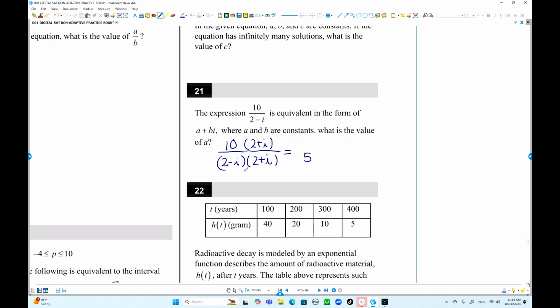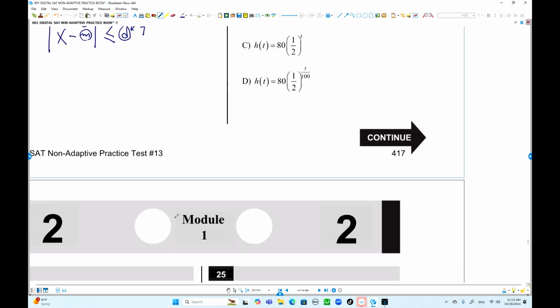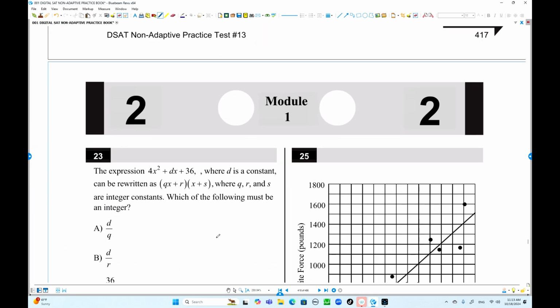I'm going to write this down. Okay, 5, one more time. This is 1, this is 2. So when you multiply by 2, you get 4 plus 2i. That is a plus bi. A is 4, b is 2, okay? They're asking you the value of a. 4 is the answer, okay? Right, where is the number? Here is number 23.